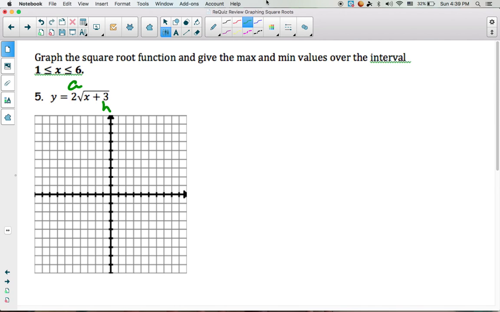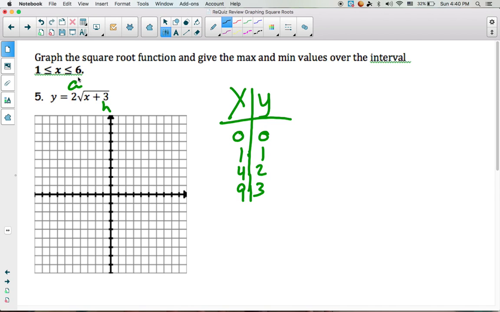So I'm going to go ahead and perform the stretch, and I need the table for the parent function. So that's the values 0, 0, 1, 1, 4, 2, 9, 3. And to perform the stretch, I'm going to take the y values and multiply them by the a, which is 2. So 0 times 2 is 0, 1 times 2 is 2, 2 times 2 is 4, and 3 times 2 is 6. So these are the points I want to plot first. This would be my stretch.